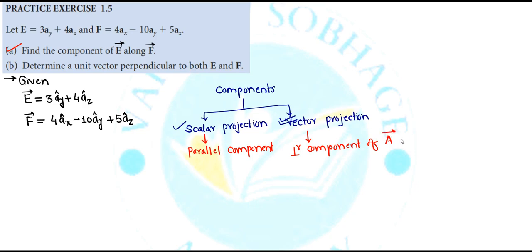Say for now we have vector A, then the perpendicular component of vector A onto vector B. So scalar projection means we have to find the parallel component, and the perpendicular component is nothing but your vector projection, and vice versa. Okay, so these are the components of any given vectors. So here in this case we have to find the component of vector E onto vector F. So we are going to find its vector projection. Okay, so we will begin with part A of this same numerical.